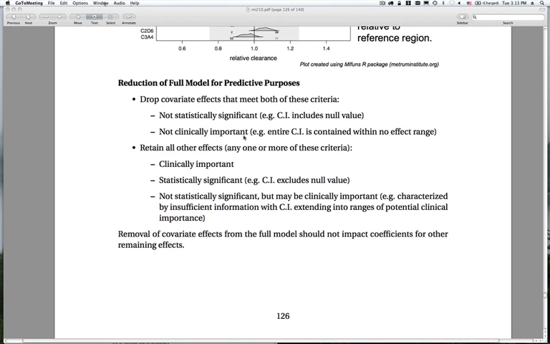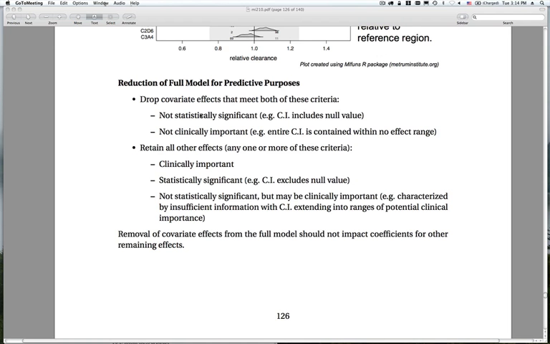You can take the full model a step further by reducing the model for predictive purposes, where you would drop covariate effects that meet both these criteria: not statistically significant, in other words, the confidence interval includes the null value, and not clinically important. The entire confidence interval is contained within the no effect range. If you meet both of those, I think it's safe to remove those from the model. But you would retain everything else because there's utility in maintaining those covariate effects.